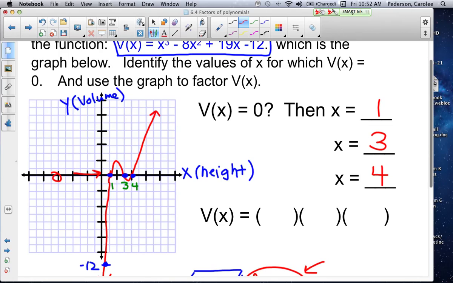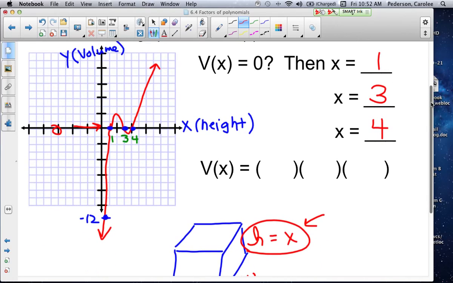The last thing it says is then use the graph to factor the volume of x. So we want to write it in factored form. So what we do is have to think opposite here. The volume of x equals, and I have 3 parentheses there. In factored form, it would be x minus 1, x minus 3, and x minus 4.